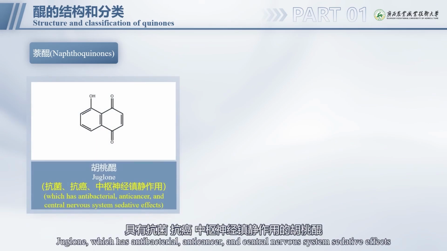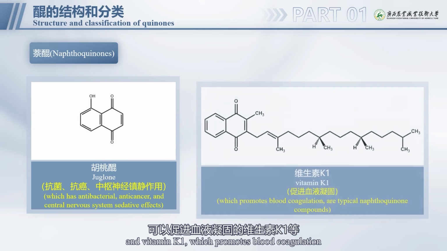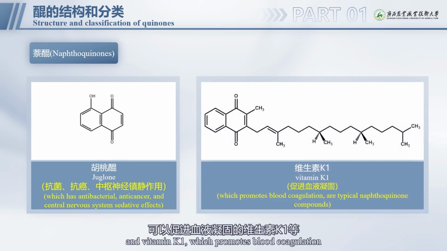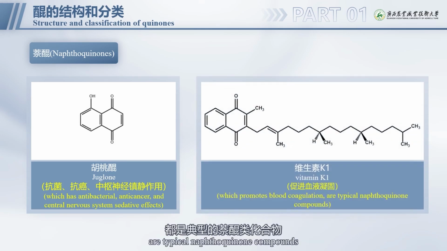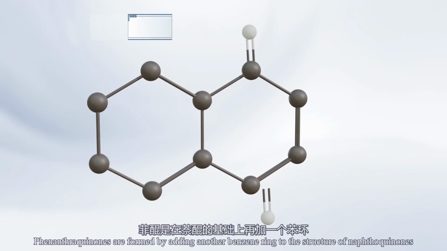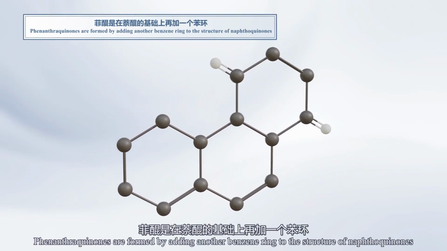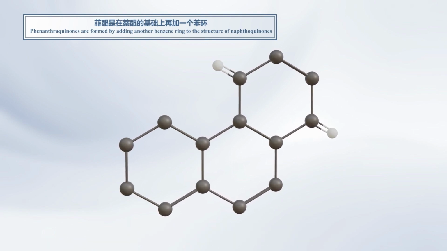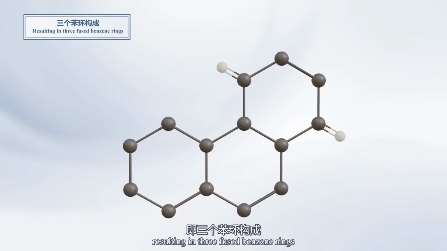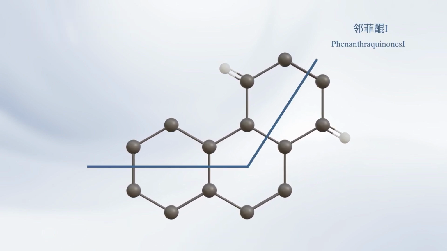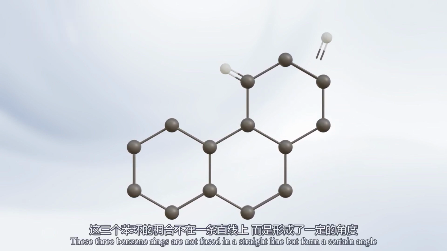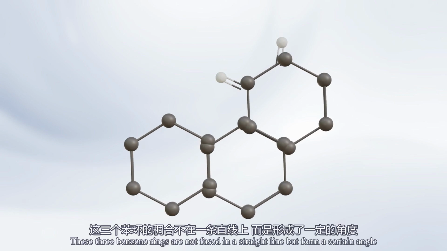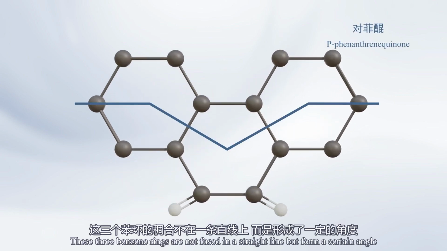Juglone, which has antibacterial, anti-cancer, and central nervous system sedative effects, and vitamin K, which promotes blood coagulation, are typical naphthoquinone compounds. Phenanthraquinones are formed by adding another benzene ring to the structure of naphthoquinones, resulting in three fused benzene rings. These three benzene rings are not fused in a straight line, but at a certain angle.